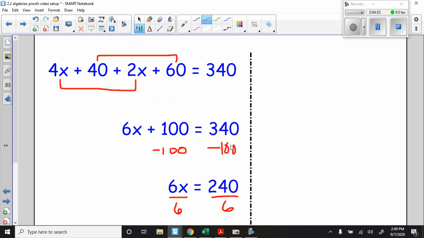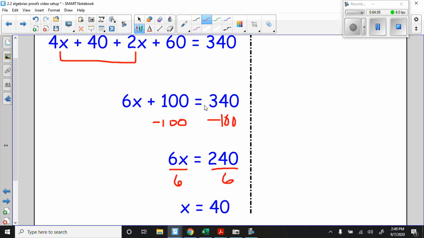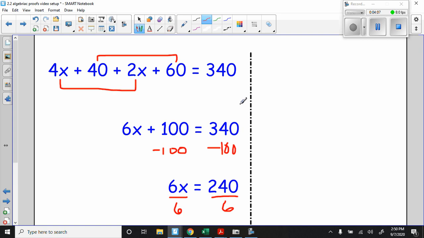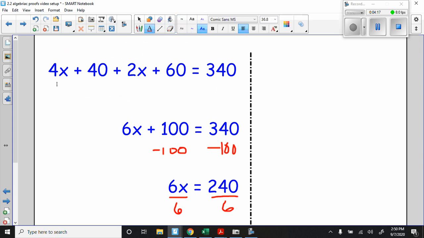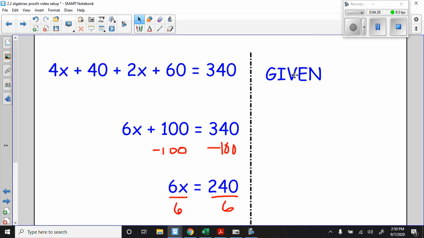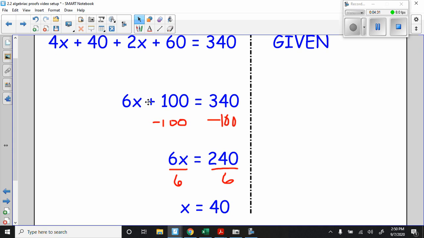So how can I relate this equation and process to a proof? Basically, a proof doesn't show any work. So here's my equation. The first step of every proof is to write your equation and to say that this was what's given every time. So this is how we're going to start every proof. Okay, so let's look at this second step.